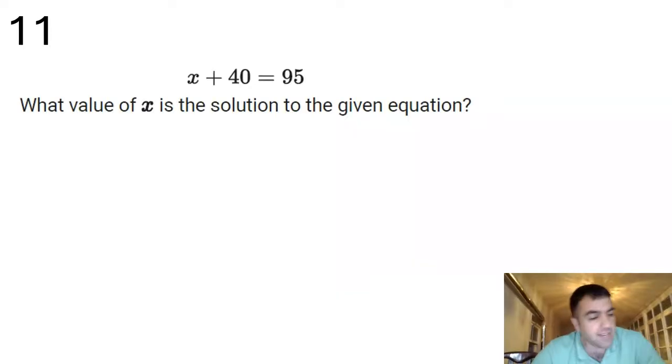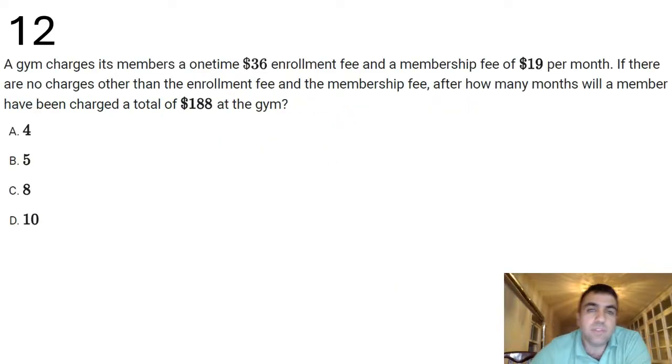Fear says 55. Okay. If it is plus on the left side, it should be minus on the right side. X is equal to 55. 12th question.